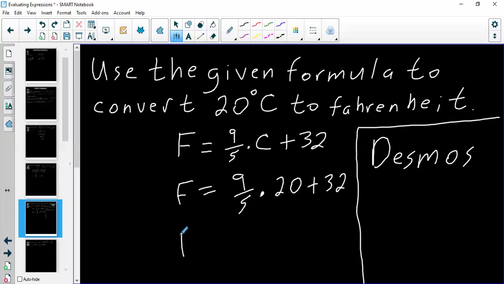All right, so Fahrenheit equals, when we do 9/5 times 20, the way that I do this is I do 20 divided by 5, it's 4, and then multiply by 9. But that's up to you. That's a quick way for me to do it. Again, 20, and then it's divided by 5, that's 4, times 9 is 36. So 36 plus, so I took care of the multiplication before the addition.